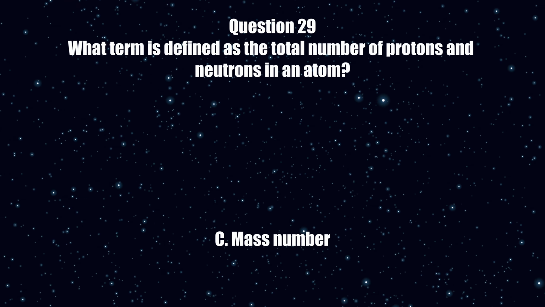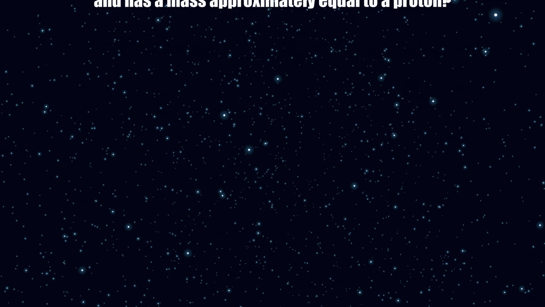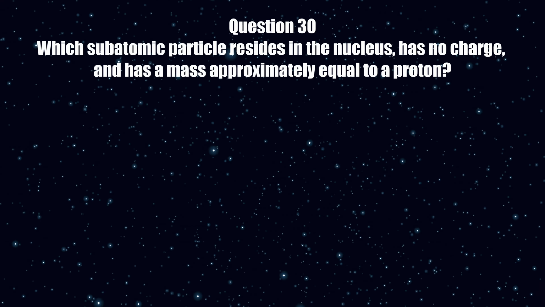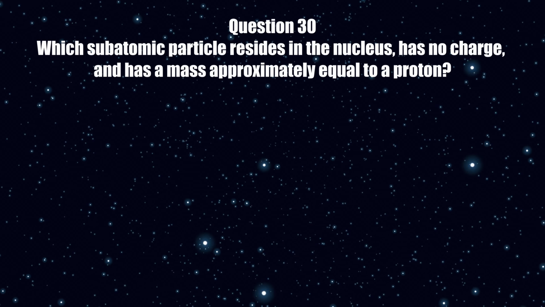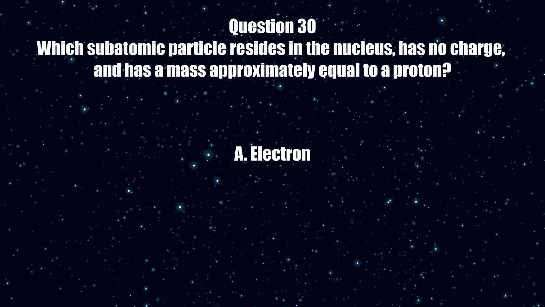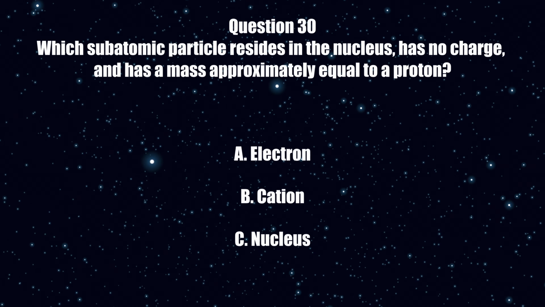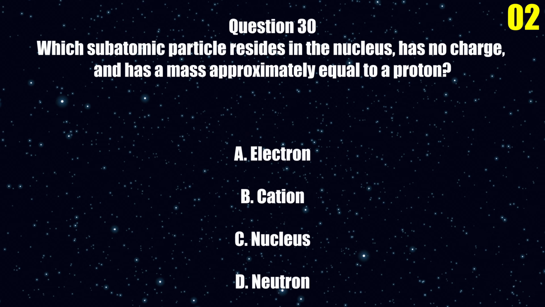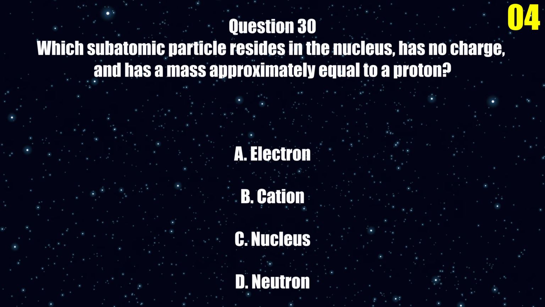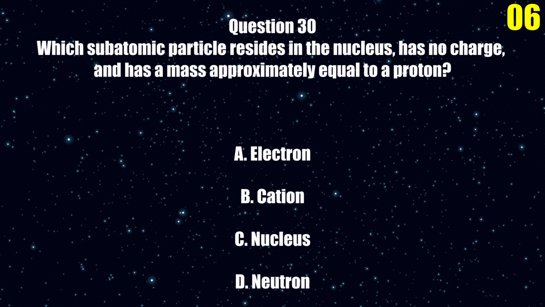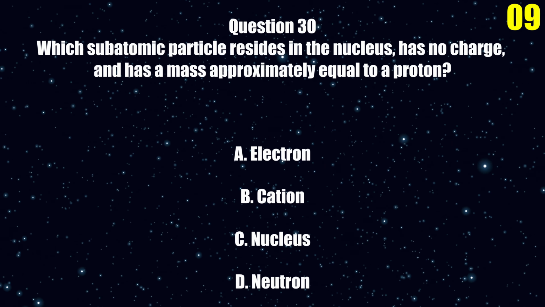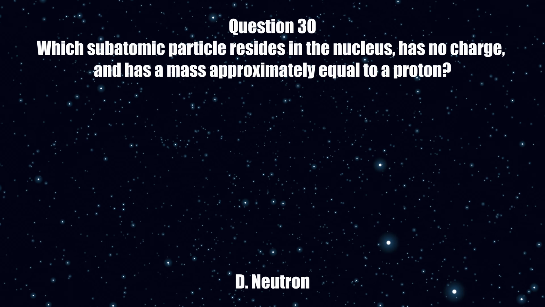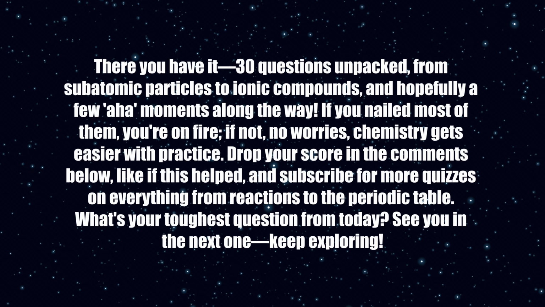The correct answer is C. Mass number. Question 30. Which subatomic particle resides in the nucleus, has no charge, and has a mass approximately equal to a proton? A. Electron. B. Cation. C. Nucleus. D. Neutron. The correct answer is D. Neutron. That concludes our quiz.